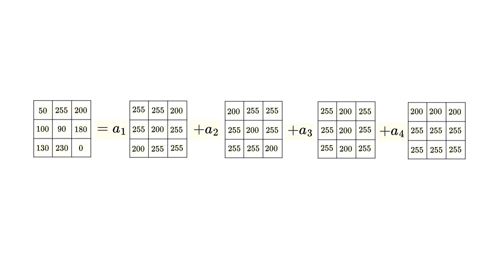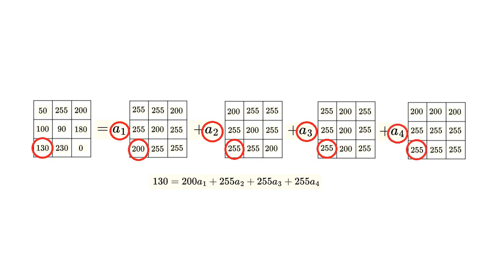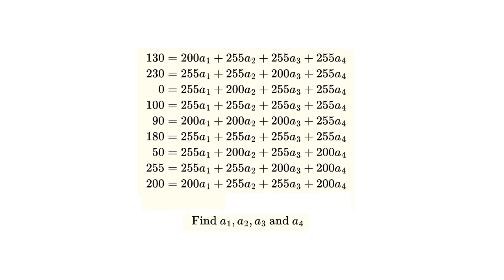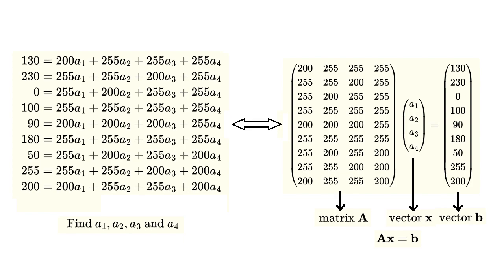Next, we have to equate corresponding cells on both sides. So for example, 130 is equal to A1 times 200 plus A2 times 255 plus A3 times 255 plus A4 times 255. If you do this for all 9 elements, you get 9 different equations using which you have to solve for the 4 unknowns, A1, A2, A3 and A4. Once you have a system of linear equations, the drill is to put them into a matrix equation and solve for the unknown vector by inverting the coefficient matrix.